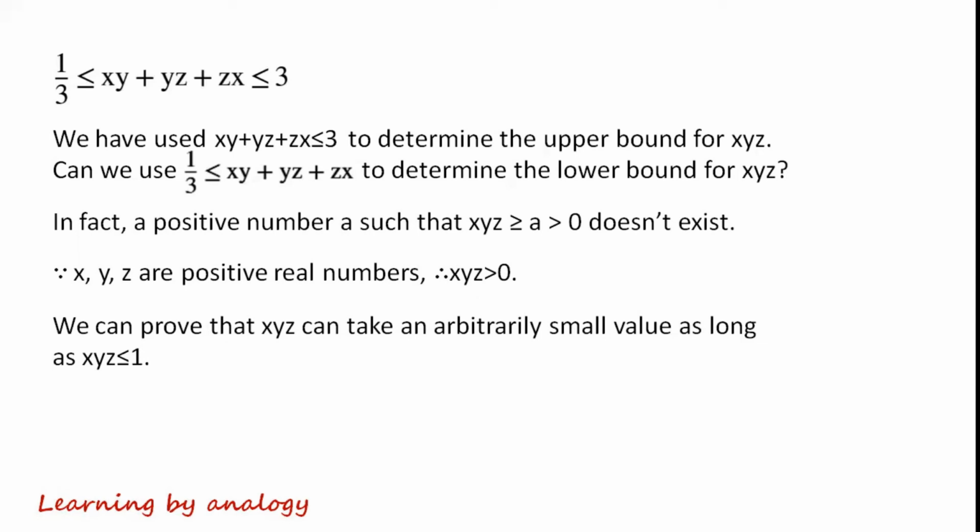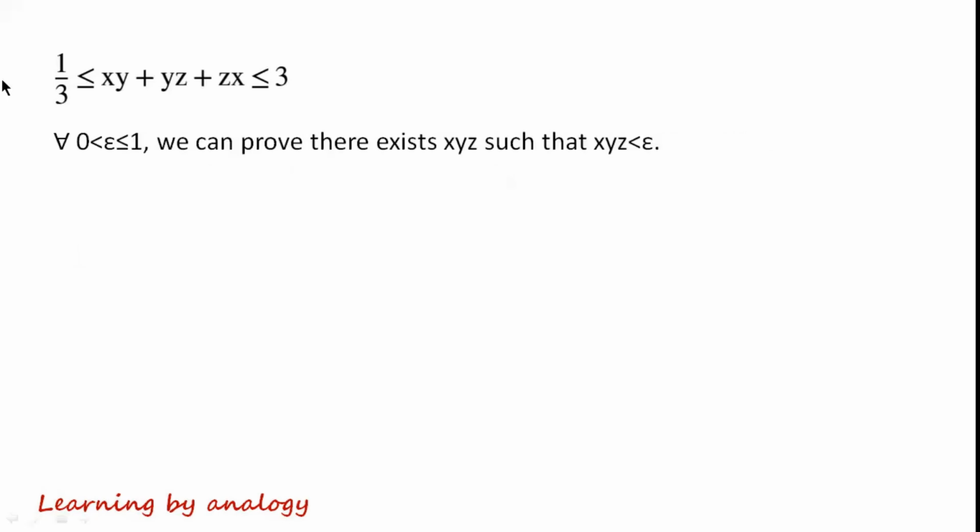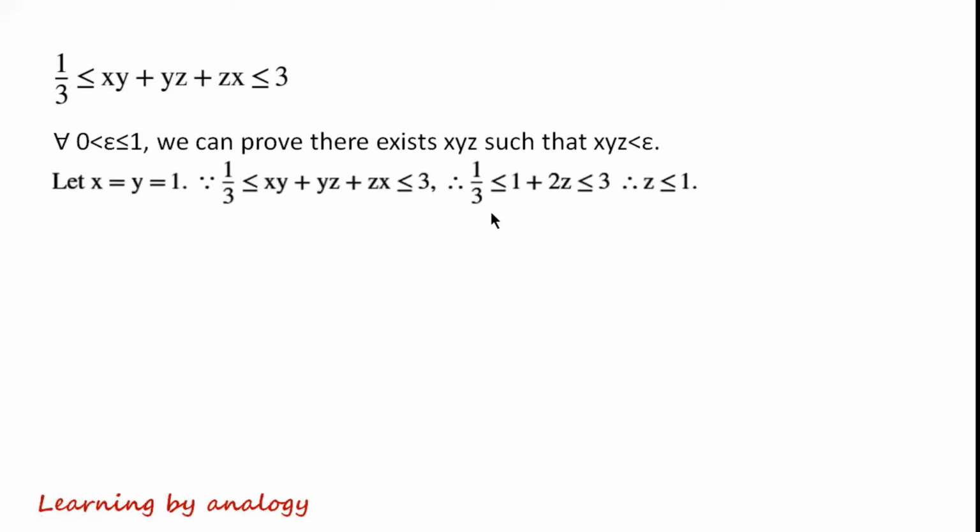xyz ≤ 1. For all 0 < ε ≤ 1, we can prove there exist x, y, z such that xyz < ε. Let x = y = 1. Because 1/3 ≤ xy + yz + zx ≤ 3, so 1/3 ≤ 1 + 2z ≤ 3.